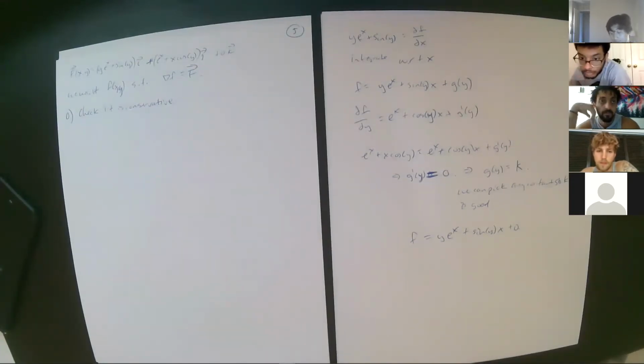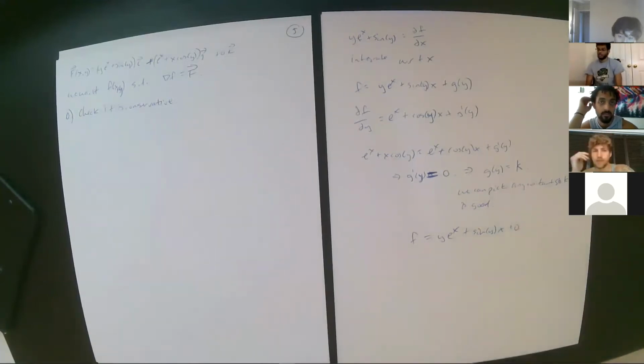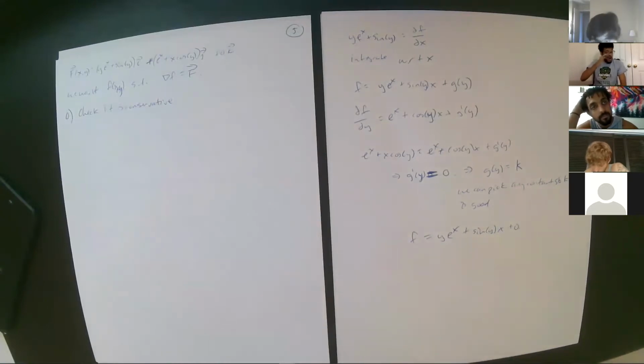Wouldn't it be plus K? It could be plus K, but we just said I can pick any one. It doesn't matter which one I pick. The constant doesn't matter at all. So I might as well pick the easiest constant, 0.